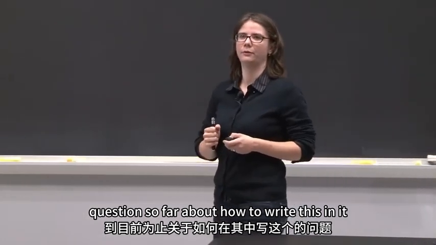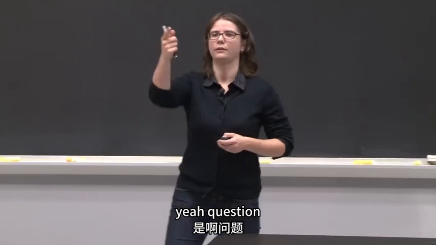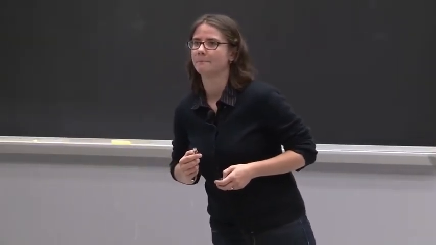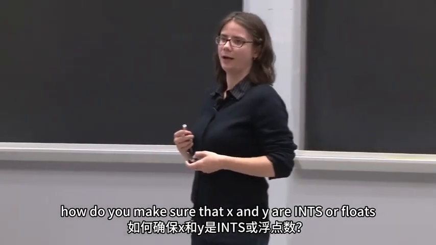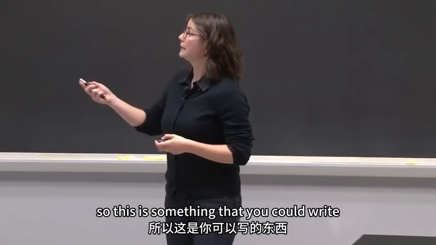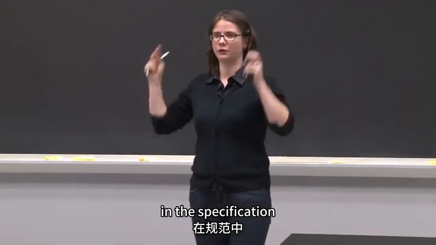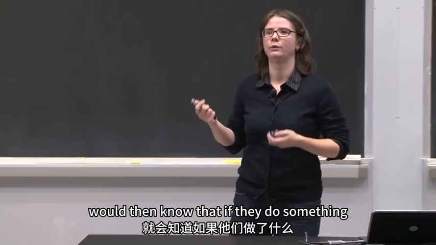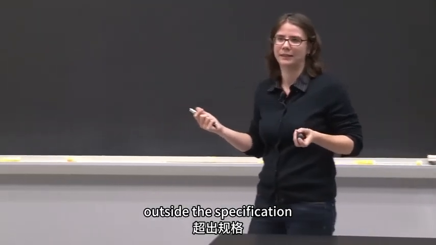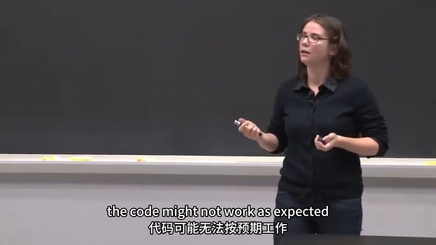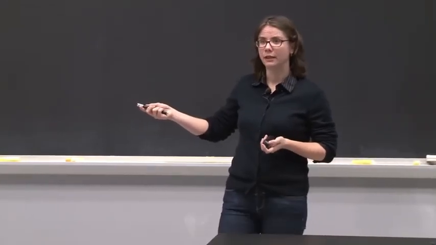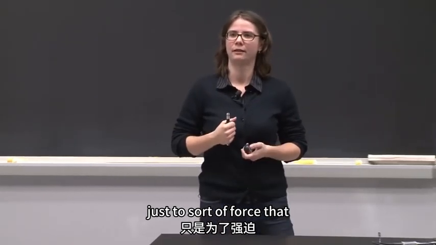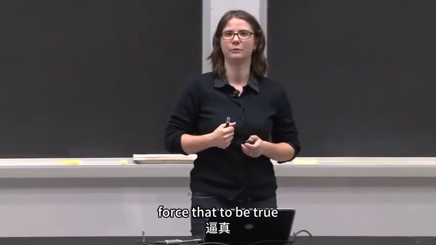Questions so far about how to write this __init__? Yeah, question. How do you make sure that x and y are ints or floats? This is something that you could write in the specification, the docstring with the triple quotes. Whoever uses the class would then know that if they do something outside the specification, the code might not work as expected. Or you could put an assert statement inside the definition of __init__, to force that to be true. Great question.